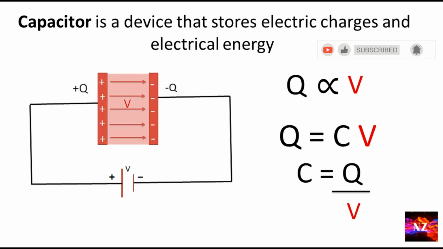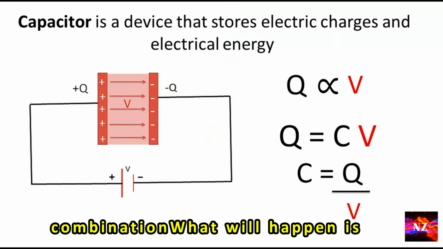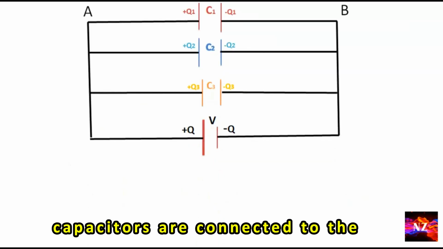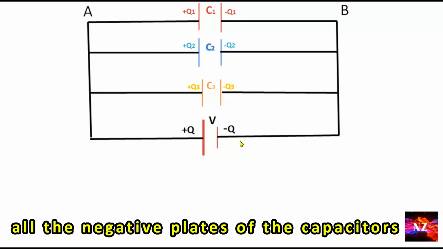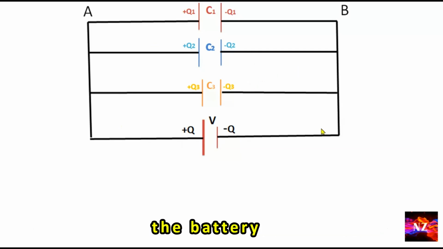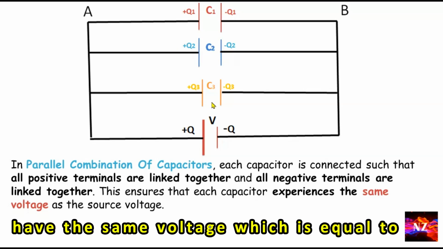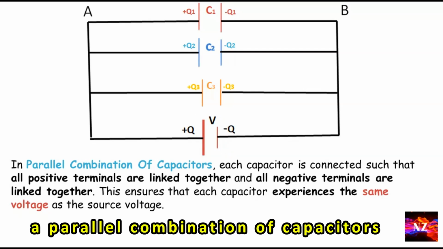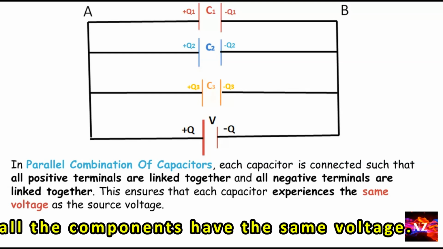If we are having two or more capacitors which are connected to each other in a parallel combination, what will happen is that all the positive plates of the capacitors are connected to the positive terminal of the battery, whereas all the negative plates of the capacitors are connected to the negative terminal of the battery. Because of this, all the three capacitors have the same voltage, which is equal to the voltage of the source supply, which is the battery. That's why in a parallel combination of capacitors, all the components have the same voltage.